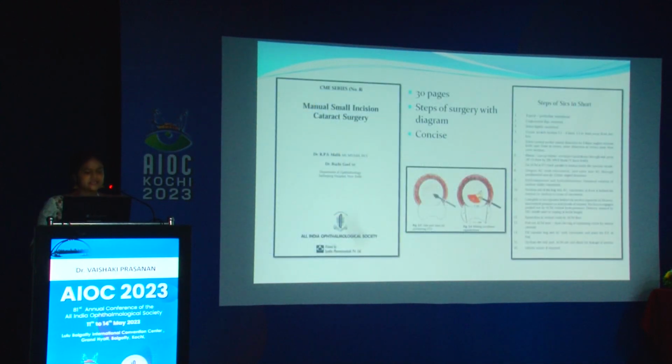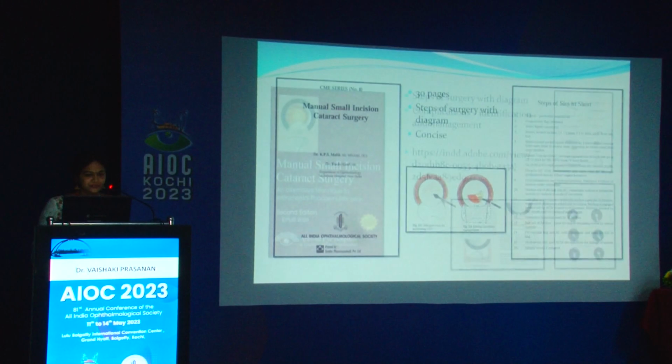And this is a very concise textbook containing 30 pages by Dr. Ruchi Goyal et al. And here it gives steps of each surgery with diagram, and it's very precise book. It's a very handy book which you can use for revising or just to brush up your knowledge about SICS.